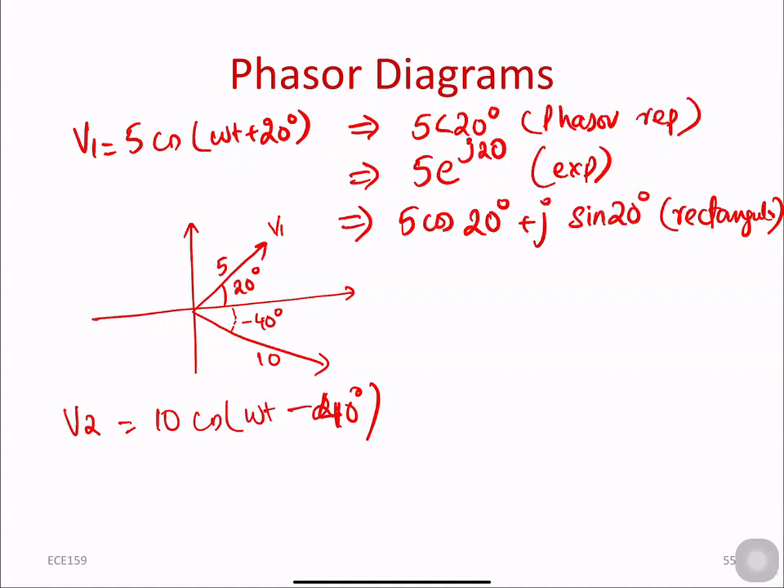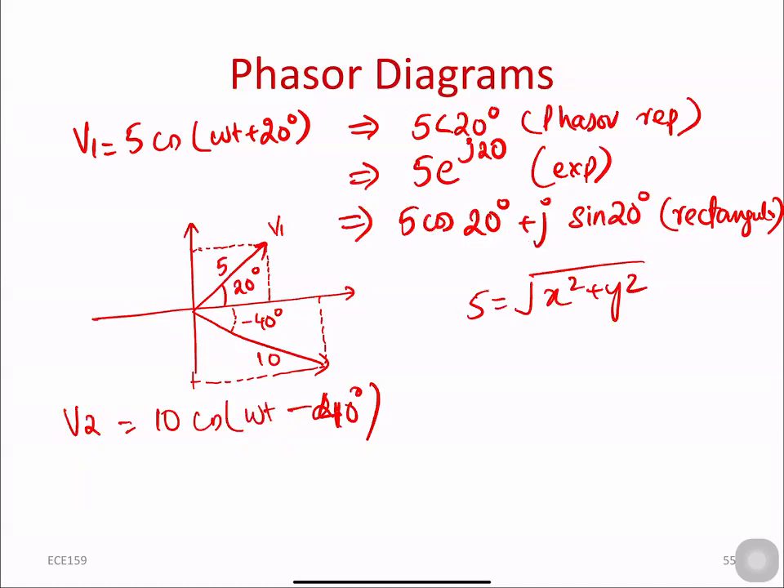And this 5, just remember from last lecture, is the magnitude, which can be calculated like this. So x and y coordinates are represented here, which can also be found out using 5 cos of 20 degree plus j sine of 20 degree in order to find out the rectangular coordinates on x and y axis, right? And for V2, we will have these two rectangular coordinates. So this is how you can draw phasor diagram for any voltage sources.